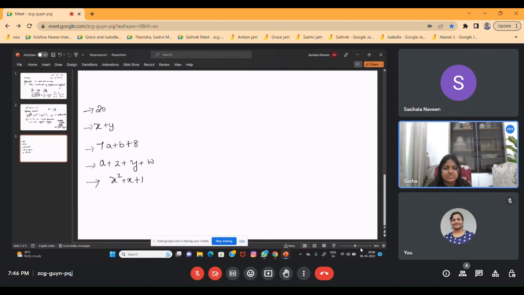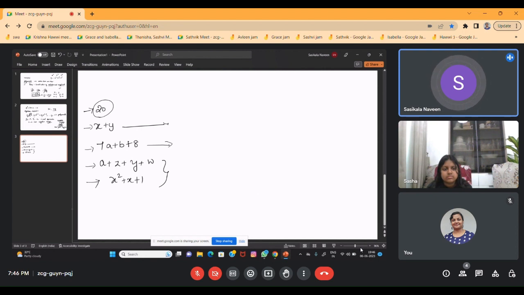Second one is a polynomial. Second one alone. Third also. Fourth one, both. But 20 is not a polynomial, because it doesn't have variables. That's why you didn't include this in the polynomials.